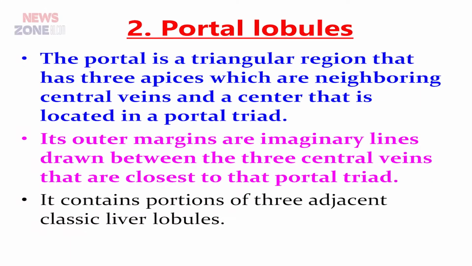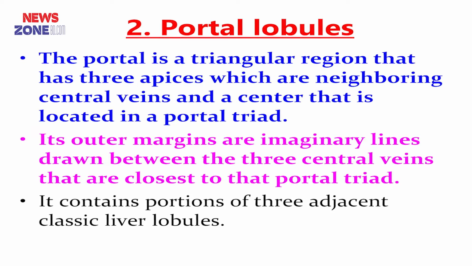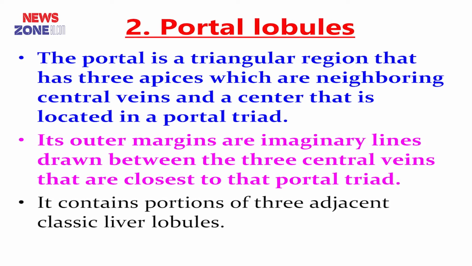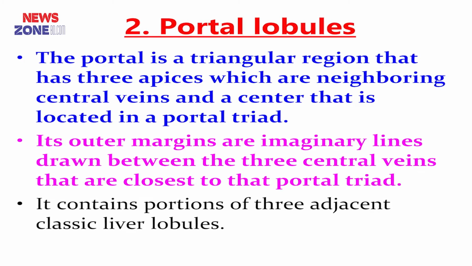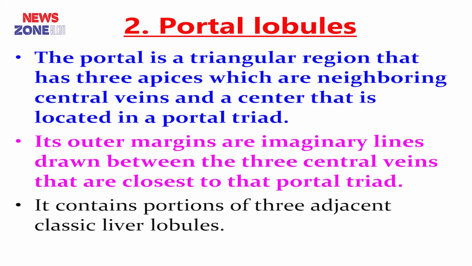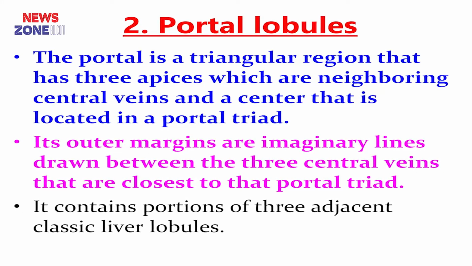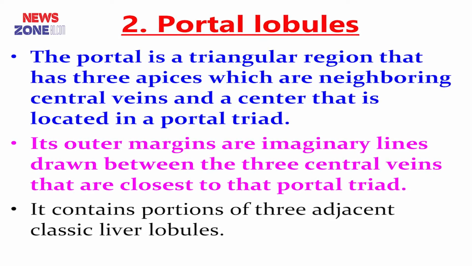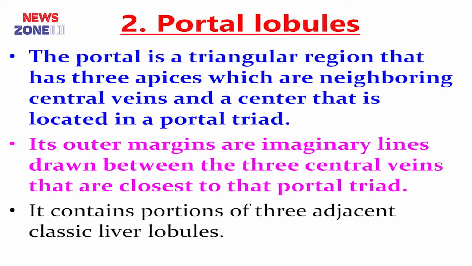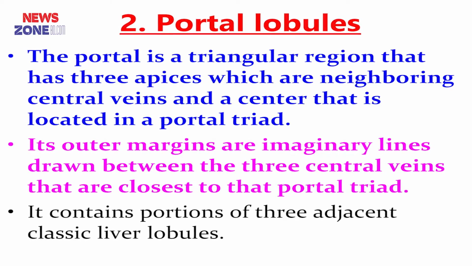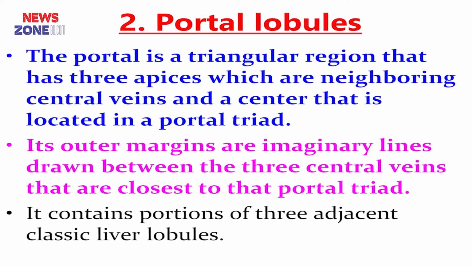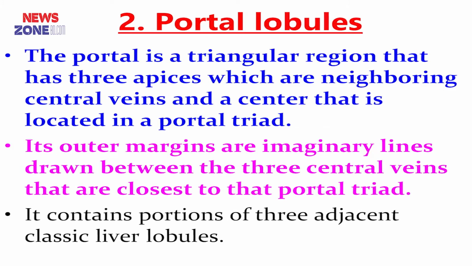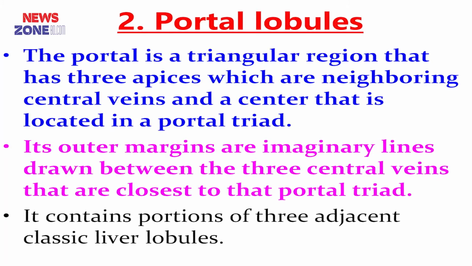Then the portal lobule. What is the portal lobule? The portal lobule is a triangular region that has 3 apices, which are neighboring central veins, and a center that is located in a portal triad. Its outer margins are imaginary lines drawn between the 3 central veins that are closest to that portal triad. It contains portions of 3 adjacent classical liver lobules.